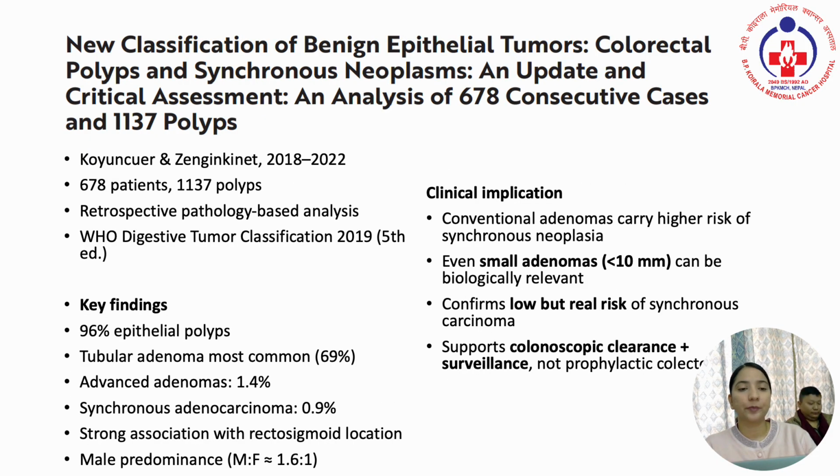And there's also a similar article which was done in 678 patients. It was a retrospective pathology study, related with the WHO classification. It also shows similar findings of 96% epithelial polyps. Tubular adenomas were most common, about 70%, and among them 1.4% were advanced adenoma, high-grade dysplastic polyp, and there was synchronous adenocarcinoma in about 1%, and there was strong association with the rectosigmoid lesion and male predominance.